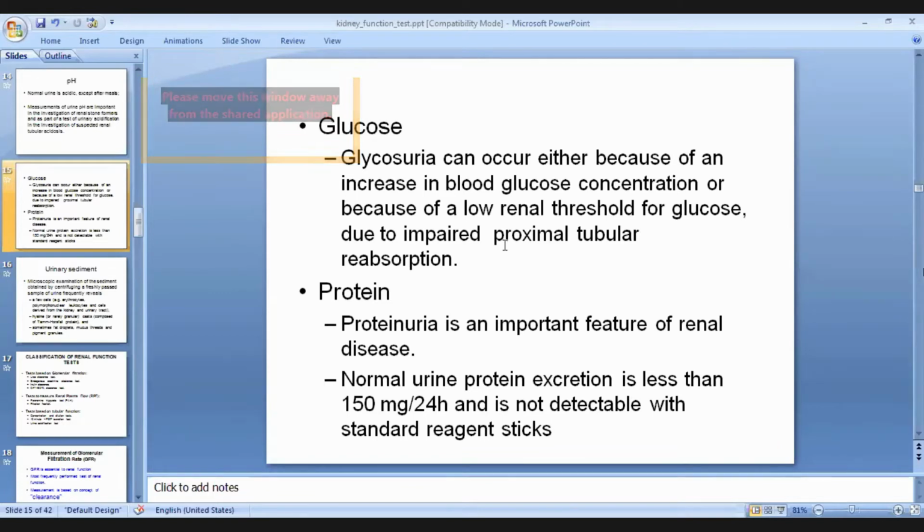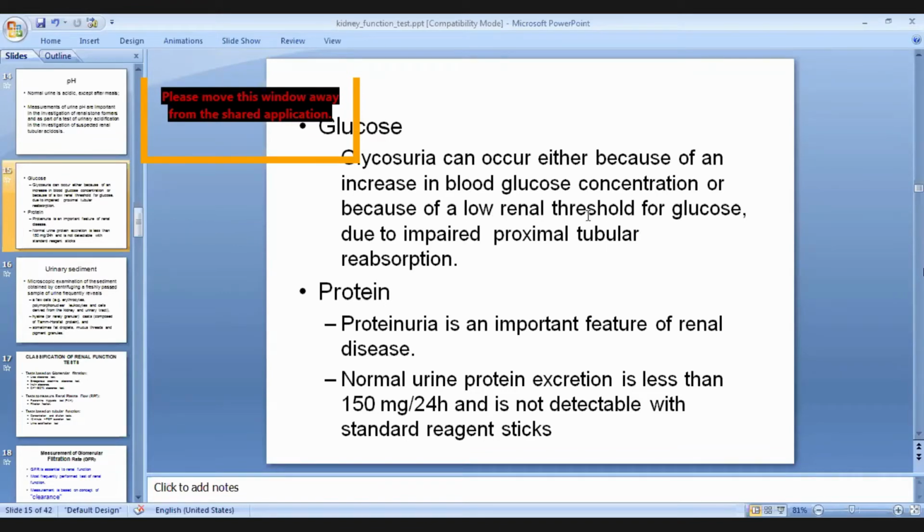So glucose may be seen in the urine when the blood glucose concentration is high, as in the case of diabetes mellitus. We already know the renal threshold value for glucose is 180 mg per dL. So when that level is exceeded, obviously the glucose will start to appear in the urine. That is one condition.